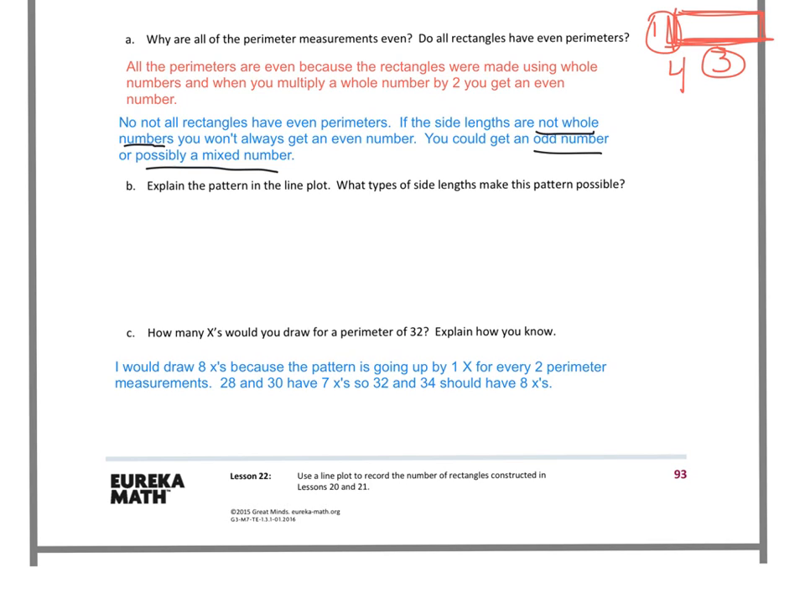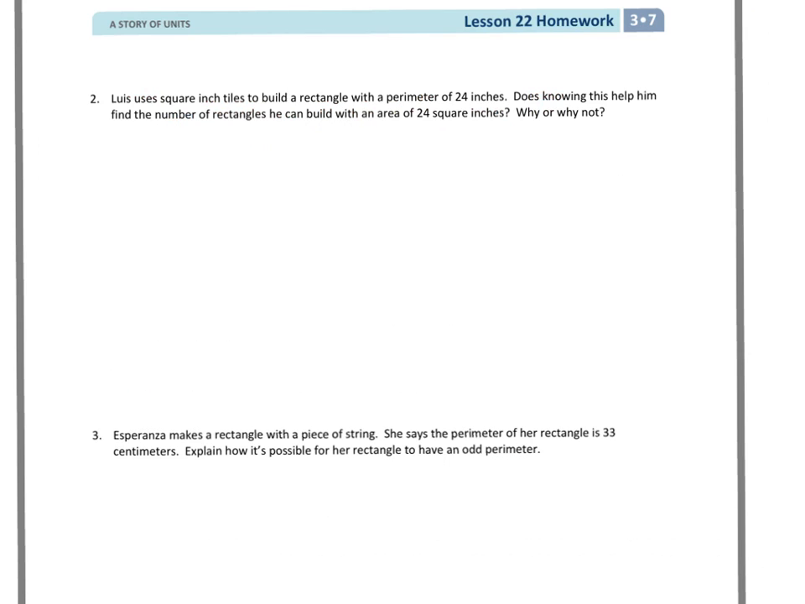So there's my explanation right there. I would draw 8 x's because the pattern is going up by 1x for every 2 perimeter measurements in my line plot. 28 and 30 have 7 x's, so 32 and 34 should have 8 x's because we're going up by 1x on the next 2. Let's take a look at page 2.